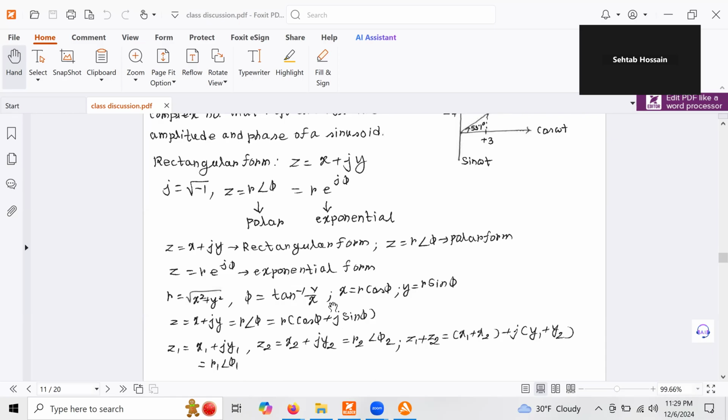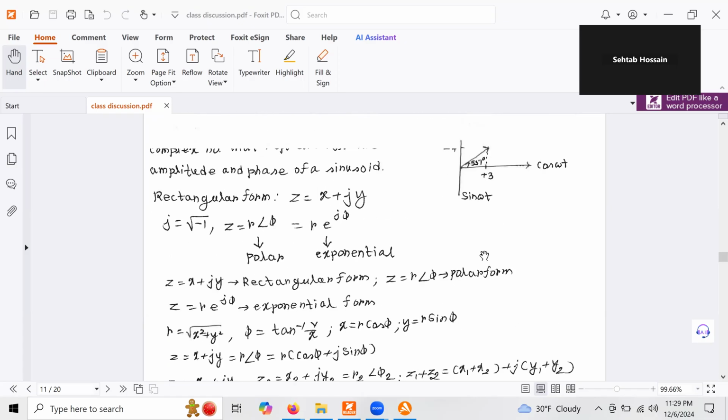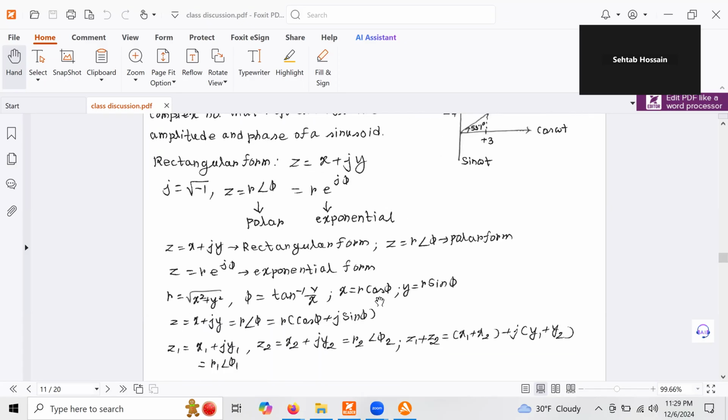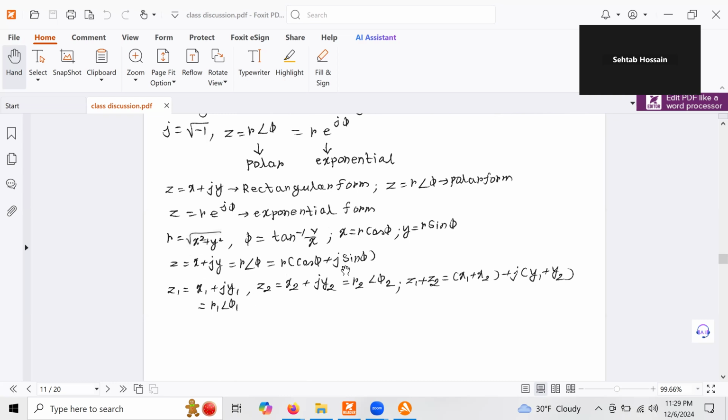And what will be the value of x if we want to apply it in a plane? Then it will be the xy plane, so x will be equal to r cos phi, y will be equal to r sin phi. Then we can write in this way. So I have two signals, Z1 and Z2. If I add these two signals, what will happen actually? I add the real part together, x1 plus x2, and I add the imaginary part together, j times y1 plus y2.